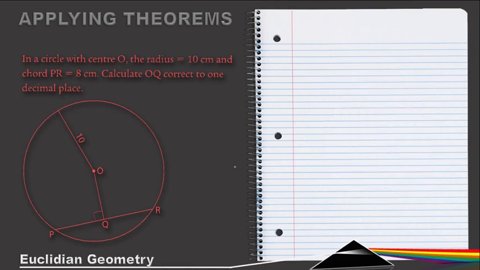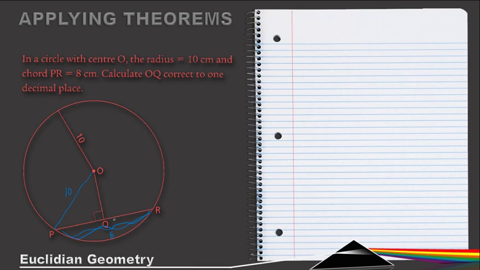Now for this question, in a circle with center O, the radius is 10 centimeters and the chord PR is 8. So PR from here to here is 8. And then calculate OQ correct to 1 decimal place. So we need OQ. Now since this is the radius, we can also know that OP, which is also the radius, will also be 10 units or 10 centimeters.